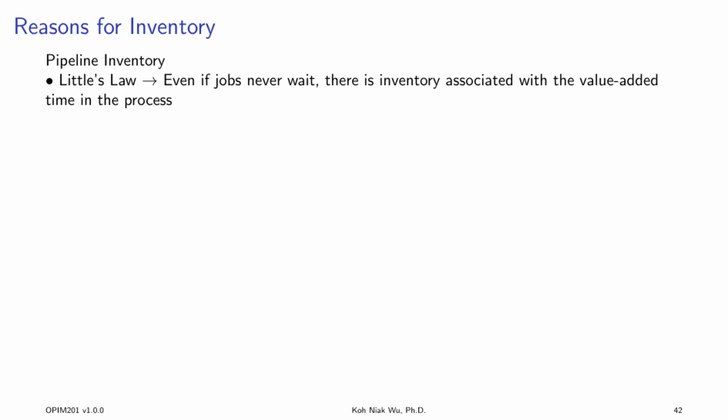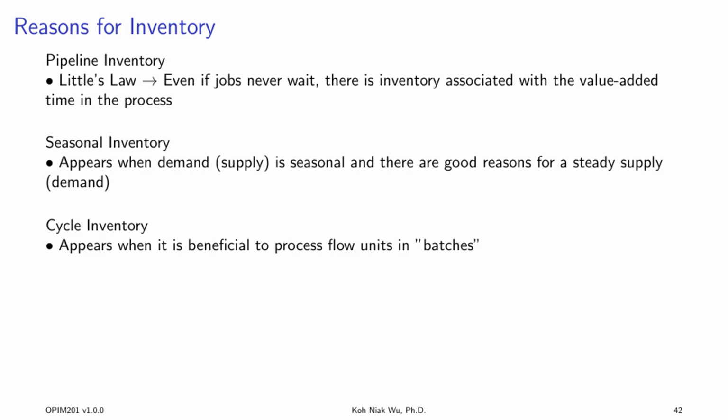Pipeline inventory is linked to Little's law. This law states that if jobs enter a process, there will always be some inventory associated with the value-added time in the process. Essentially, as products move through the system, they accumulate inventory. Seasonal inventory arises when demand fluctuates based on the time of year. Businesses often stock up in advance to meet this predictable demand. This ensures that they can satisfy customer needs during peak seasons without delays.